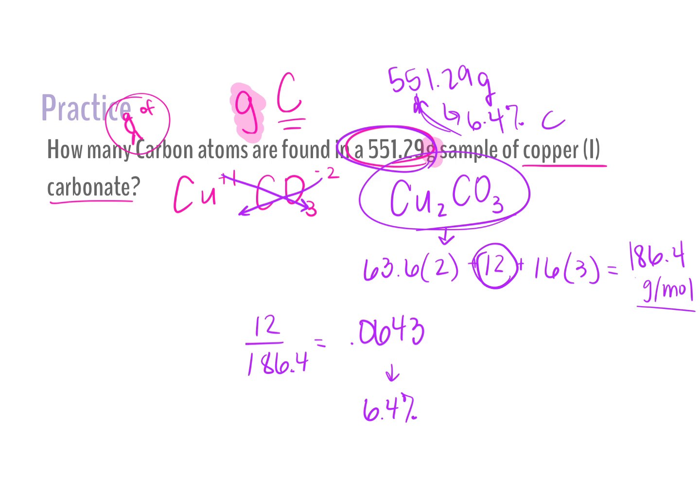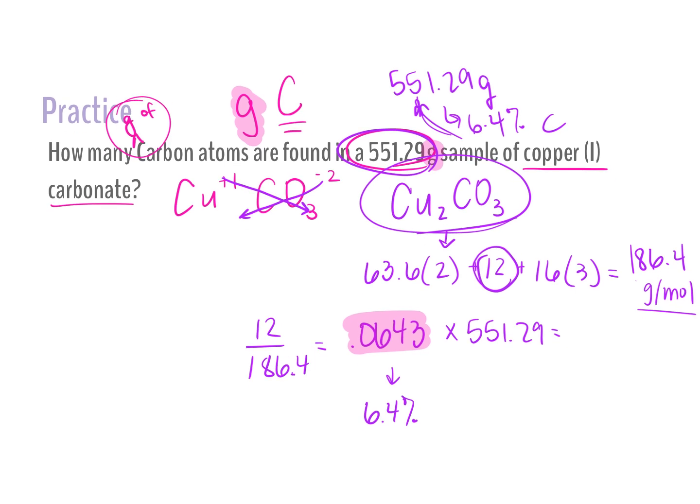I take the percent that has been converted to a decimal and I multiply it by my total. So let's just keep the decimal that we have right here, and we'll take it times 551.29, and I get 35.5 grams. Oops. 35.5 grams of carbon.